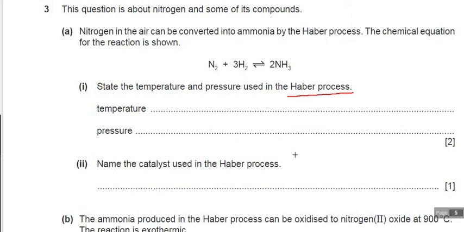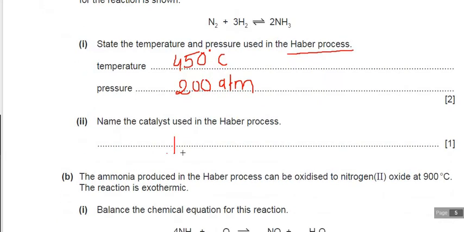So in the Haber process, the temperature we use is 450 degrees Celsius and the pressure is 200 atm. So this is for 2 marks. Now they are asking, name the catalyst used in the Haber process. So we use iron as a catalyst.